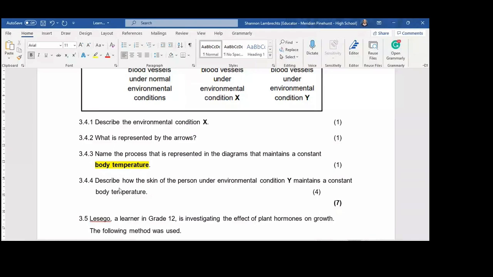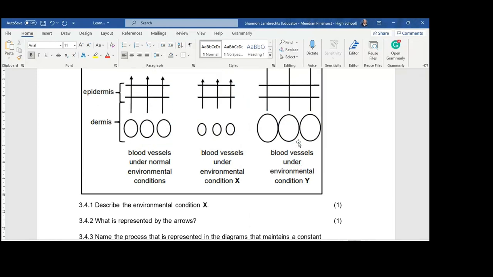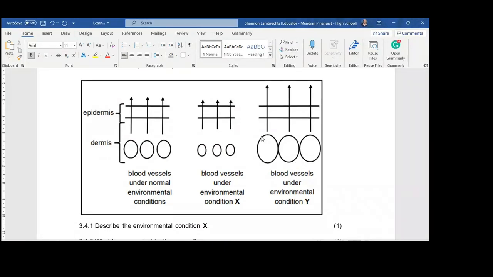3.4.4, I'll show the memo after this, says describe how the skin of a person under environment condition Y maintains a constant body temperature. Now you're going to remember I said condition Y, I asked you, is it hot or is it cold? That's going to be hot, okay, because the blood vessels are wider and you can see that as I said, the word we are using here is vasodilation. So the condition Y is when the person is under warm conditions.